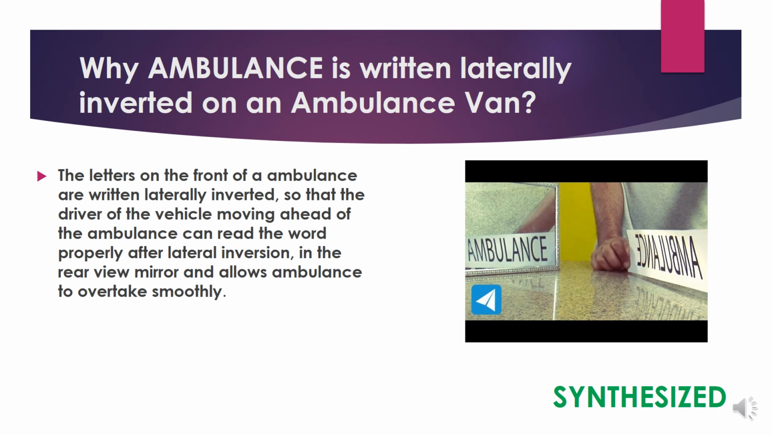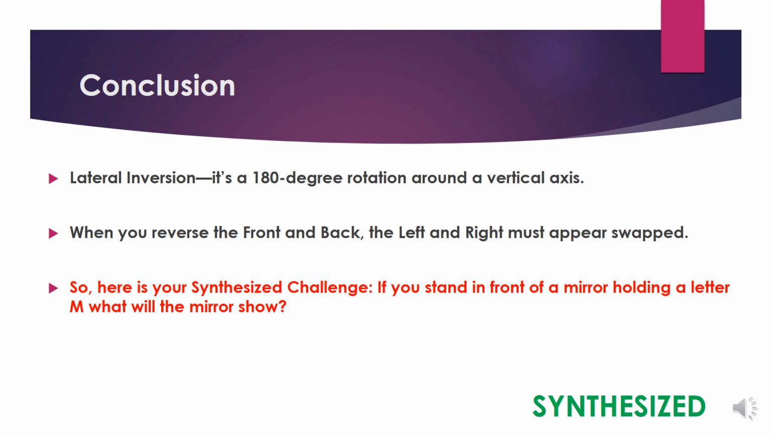Okay, very good. So now let's wrap up. We have learned that lateral inversion is not just a magic trick. It is a 180-degree rotation around a vertical axis. When you reverse the front and the back, the left and the right will definitely appear swapped. It is a logical necessity of physics.